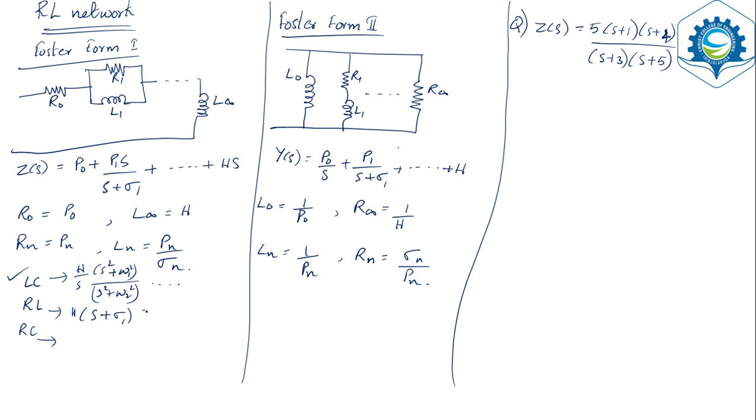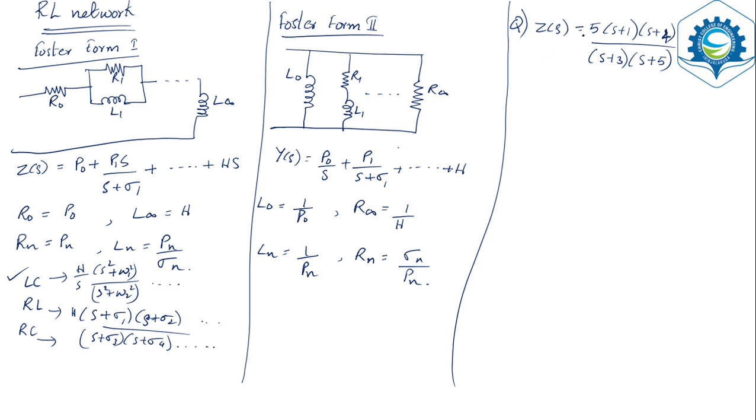So that is (S plus sigma 1) into (S plus sigma 2) and so on, divided by (S plus sigma 3), (S plus sigma 4) and so on. There are no square terms. And similar is the case for the RC network. There are no square terms. How do you differentiate between the RL and the RC network?